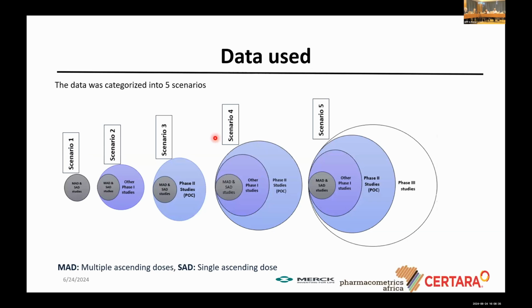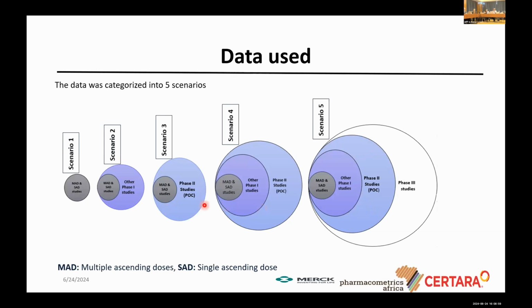Just a brief recap on the scenarios. Scenario 1 was study 1. For scenario 2, we had all the phase 1 data. For scenario 3, we had scenario 1 and we added the proof of concept studies, the 2 phase 2 studies that was earlier shown. For the 4th scenario, we added scenarios 1, 2, and 3. And for the 5th scenario, we added the phase 3 data.